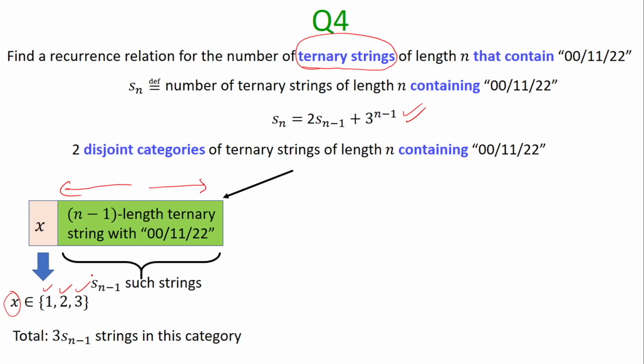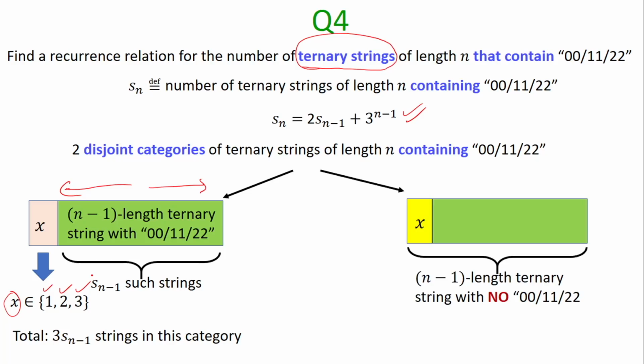Category 2, where I take an n minus 1 length ternary string which has no occurrence of 0, 0 or 1, 1 or 2, 2. How many such strings can I have? The number will be all possible ternary strings of length n minus 1, minus the number of ternary strings of length n minus 1 which do have an occurrence of 0, 0 or 1, 1 or 2, 2. And let x be the first position of this n minus 1 length ternary string. Right now, there is no occurrence of 0, 0 or 1, 1 or 2, 2. I want to convert this string into a string of length n which has an occurrence of 0, 0 or 1, 1 or 2, 2.